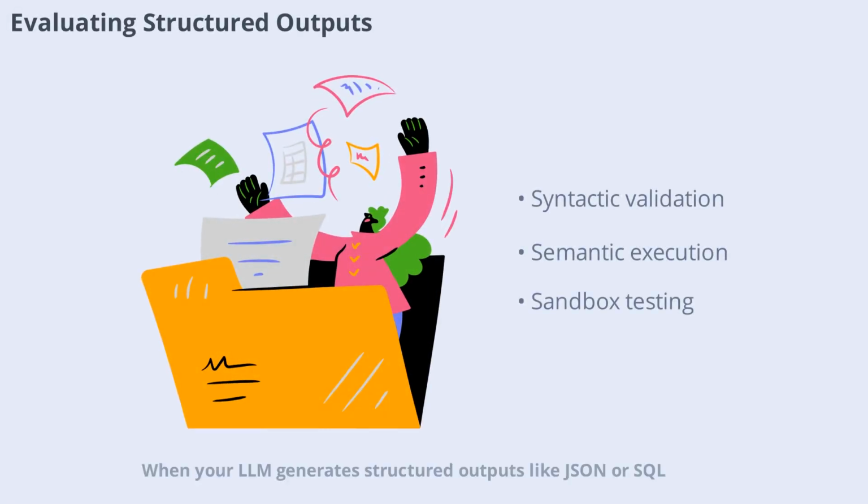Your LLM generates structured outputs like JSON or SQL. Evaluation goes beyond simple text matching. Syntactic validation uses language parsers to check if the output is well-formed. For SQL, you run the code in a sandbox database to see if it executes and returns the expected schema.